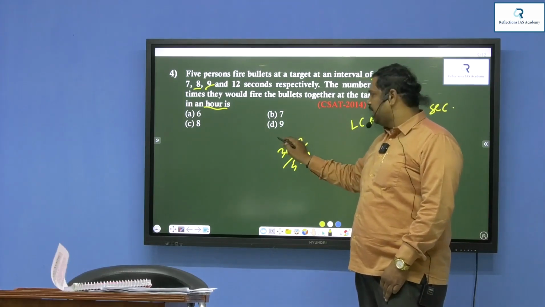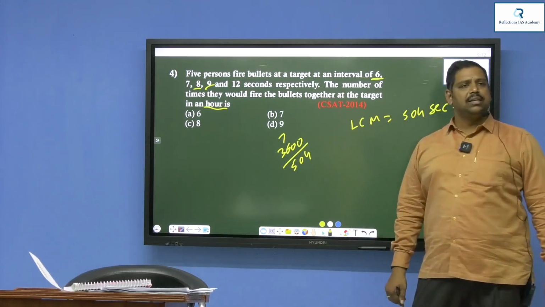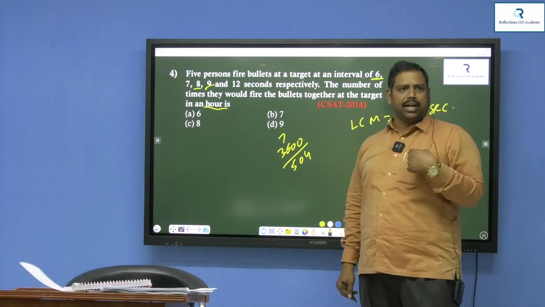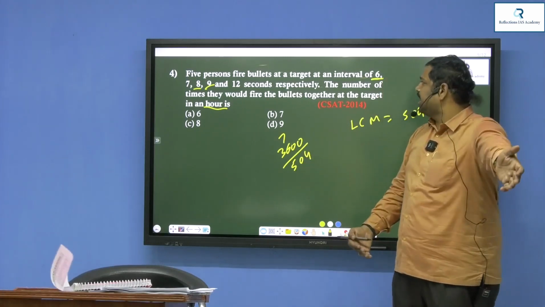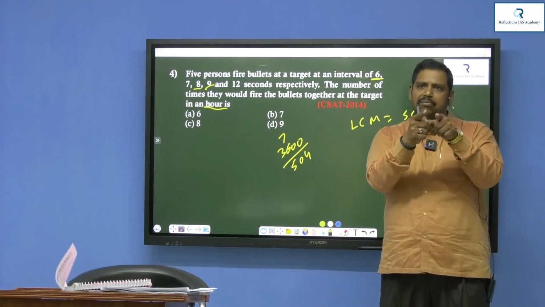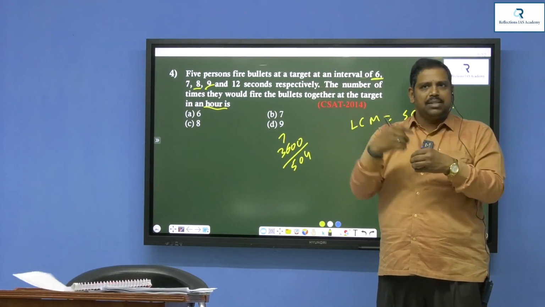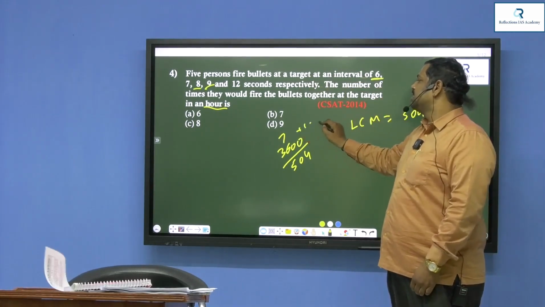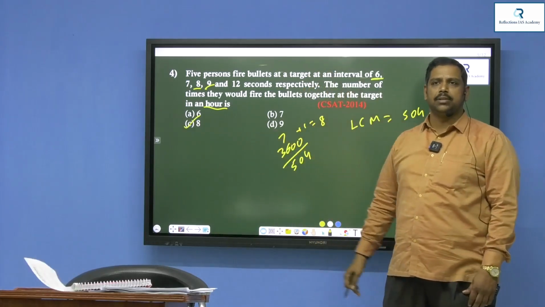Why? A person fires bullets at the target at an interval of 6 seconds. That means right now I have shot it, and after 6 seconds I will shoot again. Suppose my neighbor fires every 7 seconds. Initially both fired. After that 6 seconds, 7 seconds, next one 8 seconds, 9 seconds. That means the first shot should also be counted. So the answer will be 7 plus 1, which is 8 times.